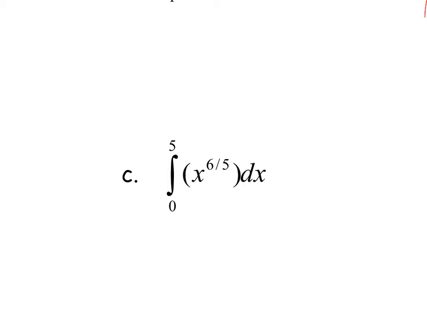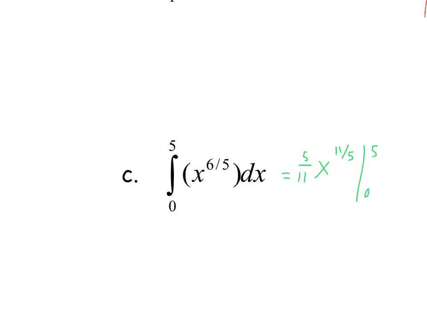Okay, here we have a fractional exponent, but the power rule still works. And so the antiderivative is x to the 6/5 plus 1, which is 11/5. And then you have to divide by 11/5, which is the same as multiplying by 5/11. And then evaluate that from 0 to 5.